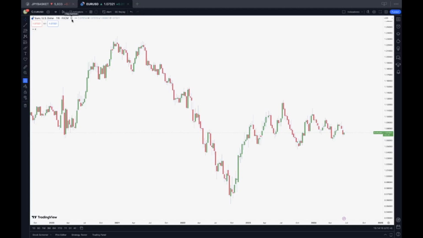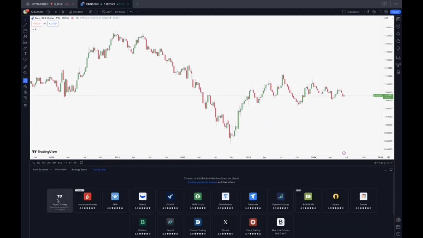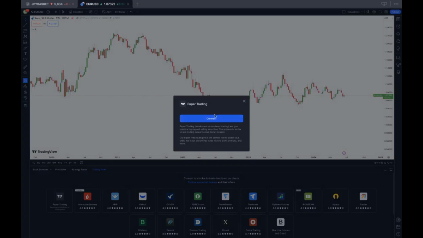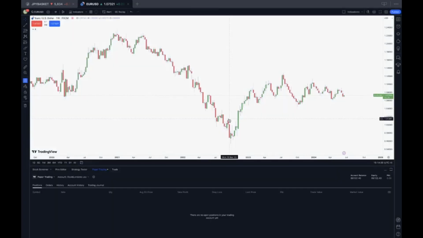So after we make sure that we are on the FXCM broker's chart, the only thing we have to do is go to the trading panel right here down and select paper trading. Paper trading is a way to say a demo account or something like that, right? Where we can perform our backtesting, we will have our trading journal, account history, orders, and so on.